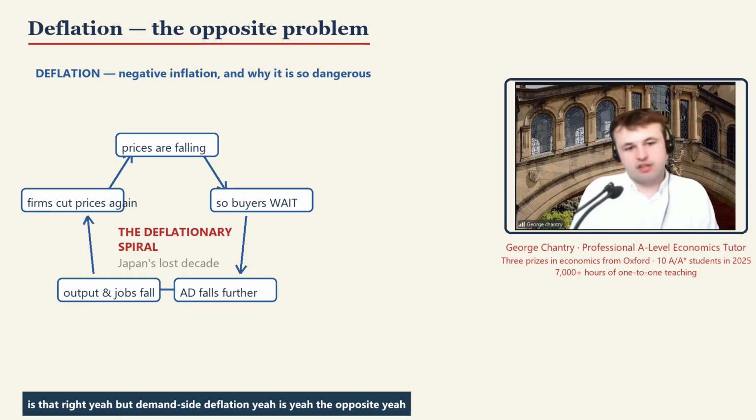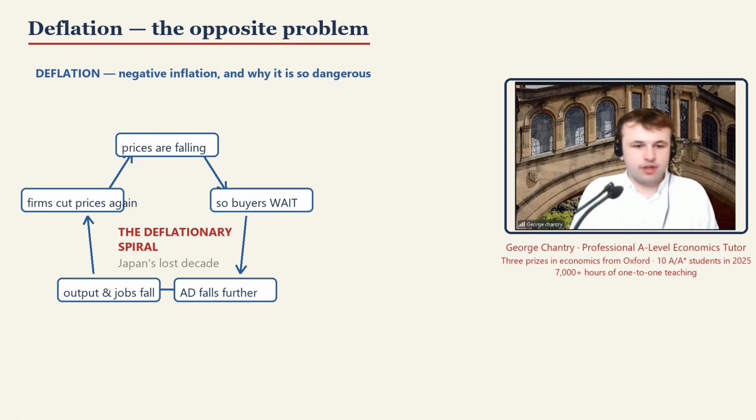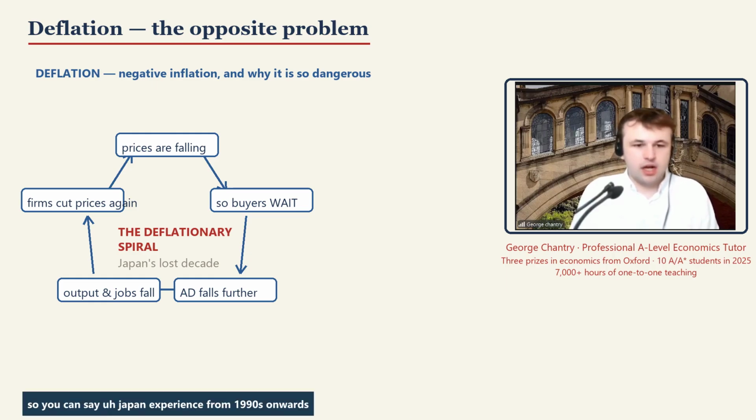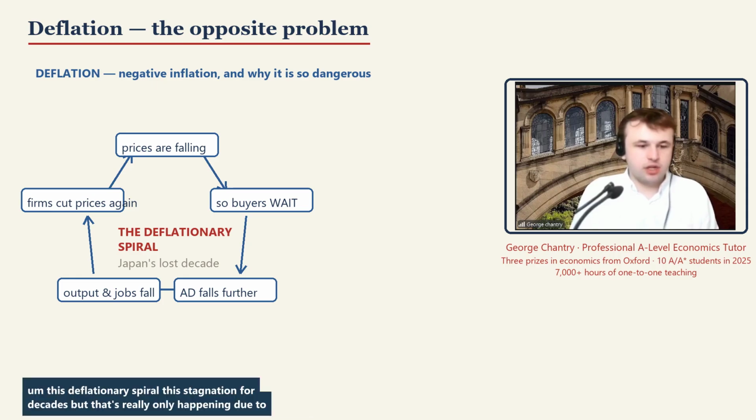But demand side deflation, yeah, there's a positive. So you could say Japan experienced from the 1990s onwards this deflationary spiral, this stagnation for decades, but that's really only happening due to demand side deflation. Supply side deflation is temporary and it's just making everything better. So this would be a great evaluation point in that deflation essay.